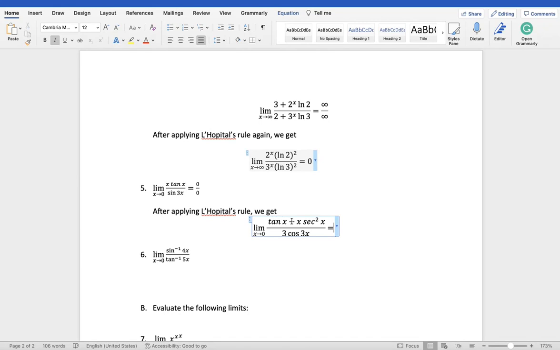Zero over 3. It's 0. So you get 0 over 3, which is equal to 0, right? So immediately here you get 0, which is a valid answer. So you don't have to apply L'Hopital's rule again. Okay, does anyone understand how we got 0 here? If you don't, feel free to ask the question.